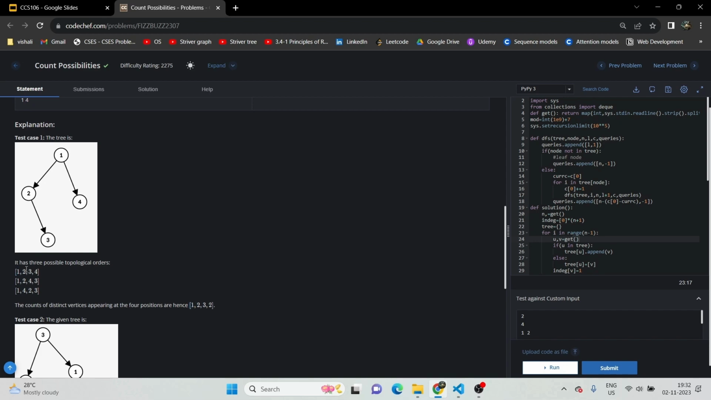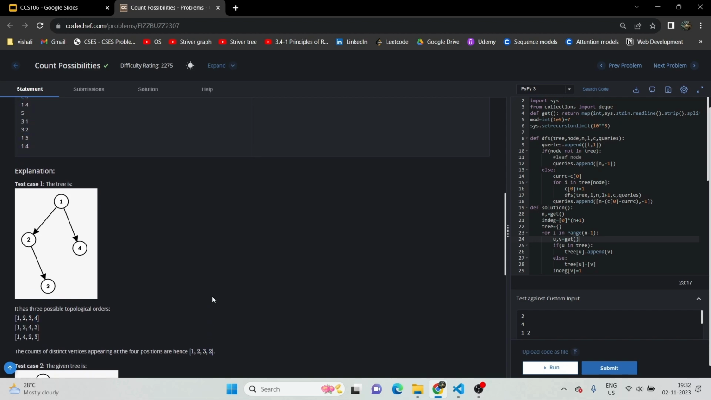This is the zeroth index, and this is the first index. In the first index, 2 and 4 appear, so the count is 2. For the second index, 3, 4, and 2, so a total of 3 vertices can occur in the second index. And for the third index, a total of 2 vertices can occur. So that's what the question states.